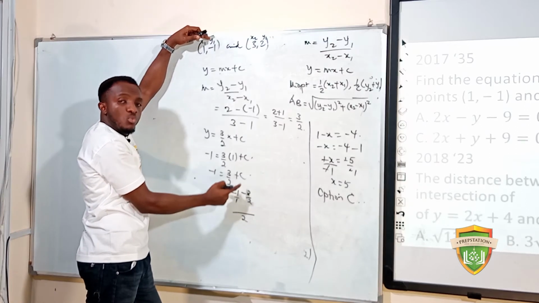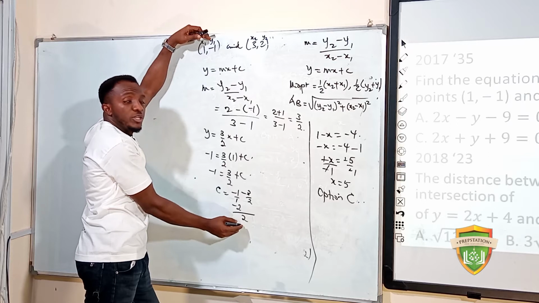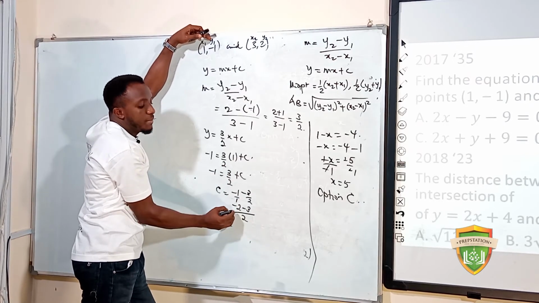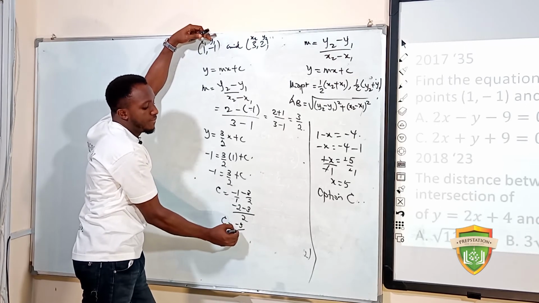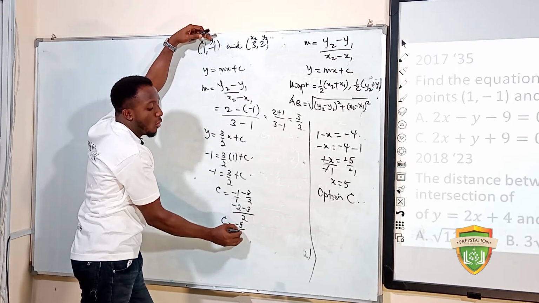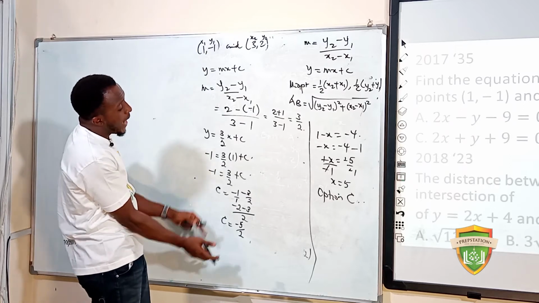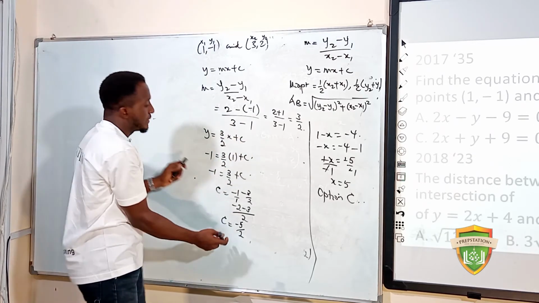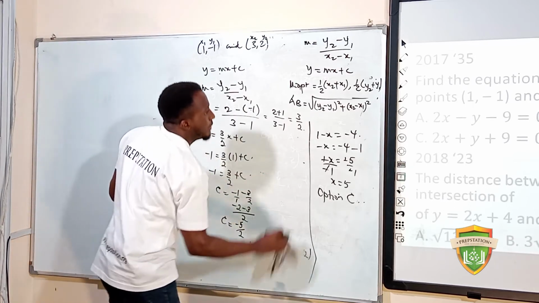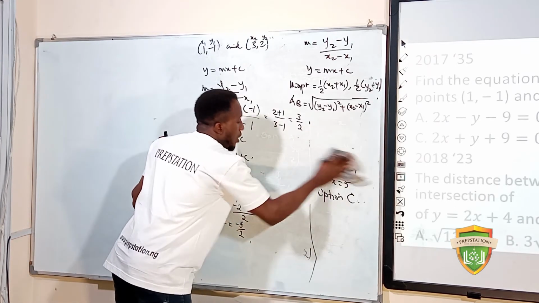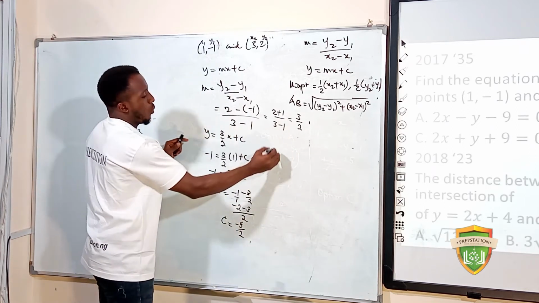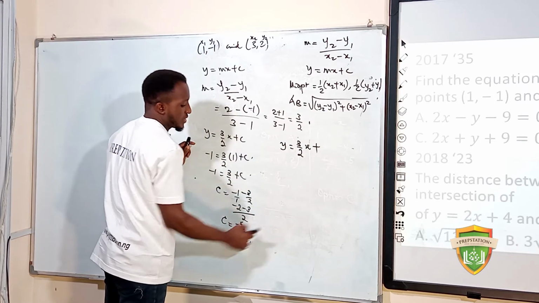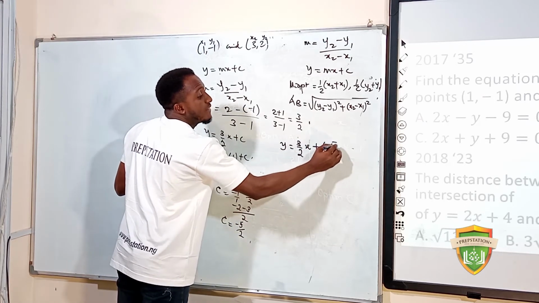2. 2 times minus 1 is minus 2. 2 in 2 is 1. 1 times 3 is this. So c is minus 2 minus 3 is minus 5. Minus 5 over 2. Can you see this? So we go back to this equation and put this here. So if we do that, we're going to have, let me use this part of the board. We're going to have y equals to 3 over 2x plus minus 5 over 2.